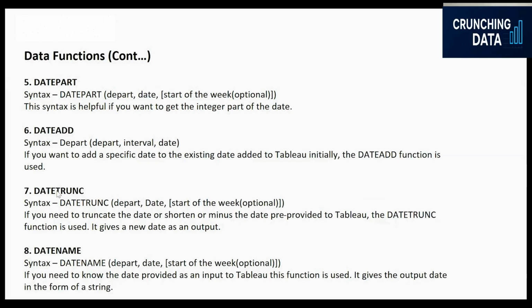Then we have the date trunc function. This is used when you want to truncate the date or make it short. So you will be using this kind of function. Then there is the date name function. This function is used whenever you want to give the output in the form of a string. So if you have a date and you want the output in the form of a string, you would be using this function.